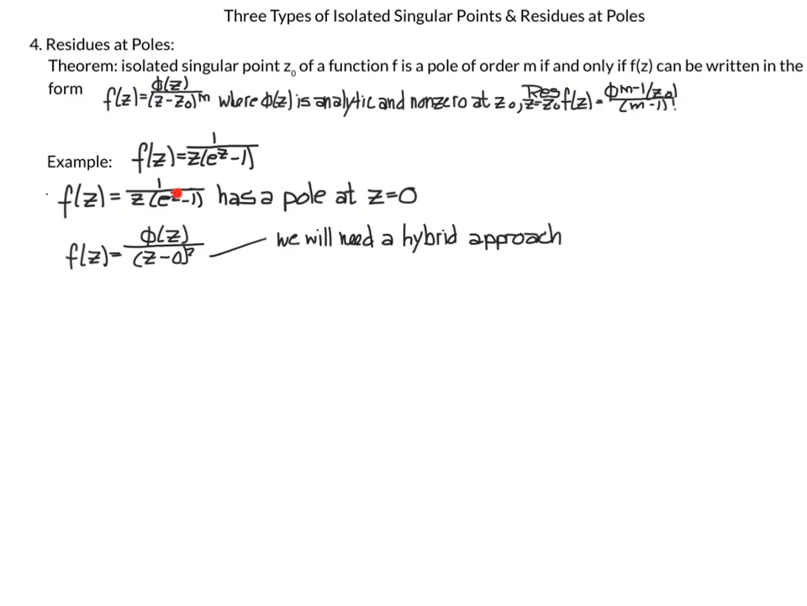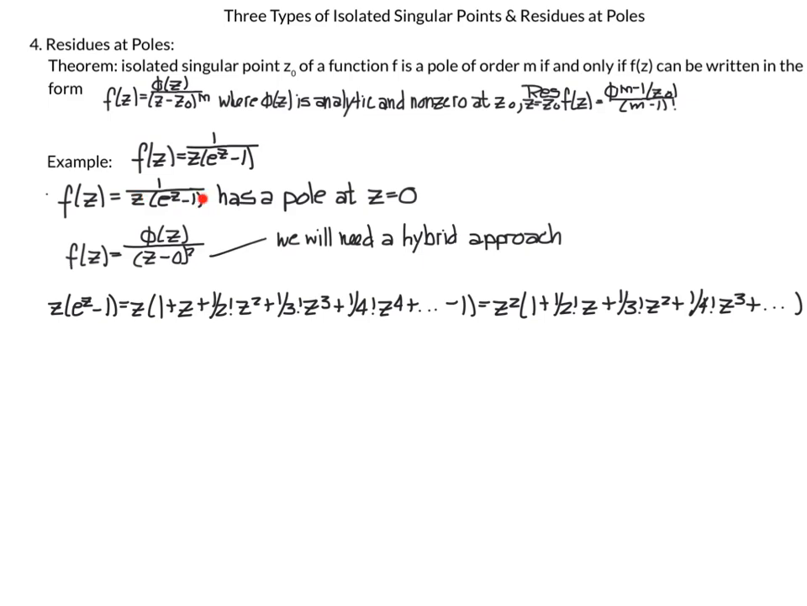When I plug in 0, I'm still going to have a singularity. In other words, f of z is not going to be analytic. So I'm going to need some sort of hybrid approach. Looking at my denominator, just my denominator for a moment, z times e to the z minus 1.